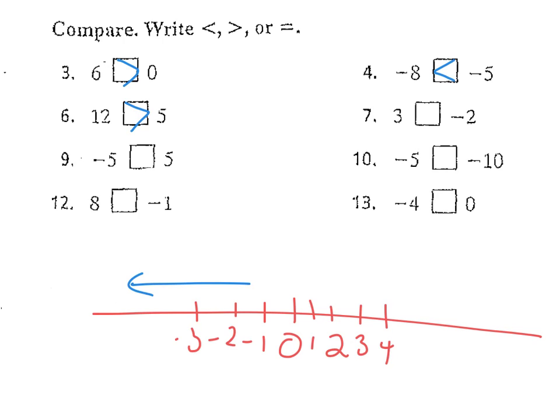A positive is greater than a negative, so this is greater than. Negative is less than a positive. Here, think about what's further to the left on the number line. -10 would be further to the left than -5. So -5 is greater than -10. A positive is greater than a negative, and a negative is less than a positive, or 0, excuse me.